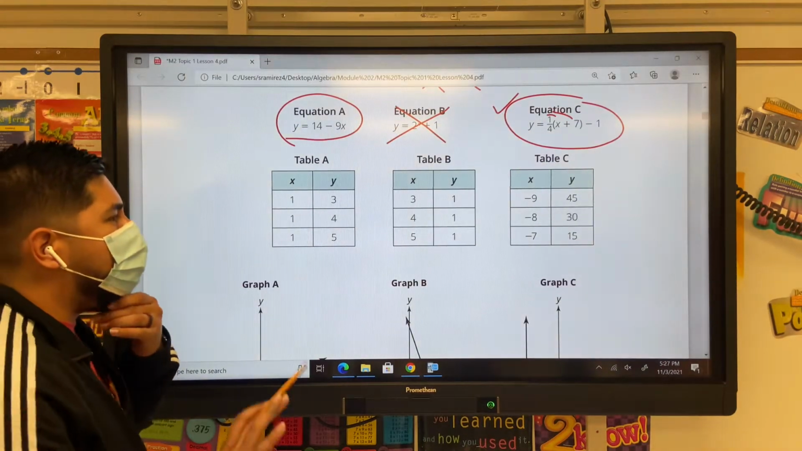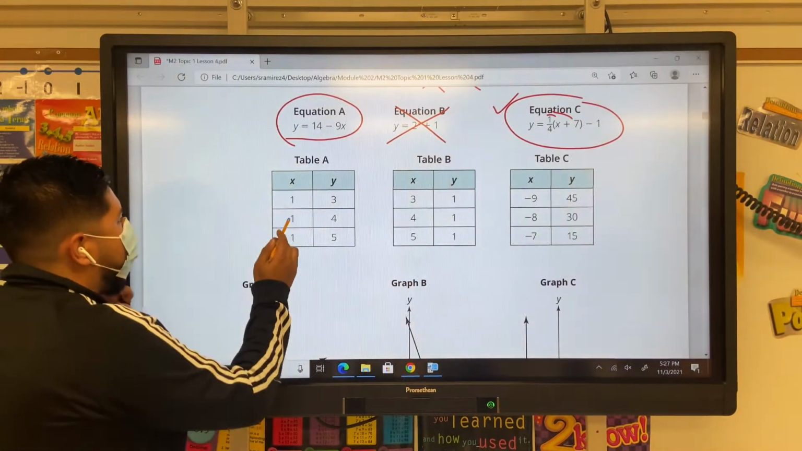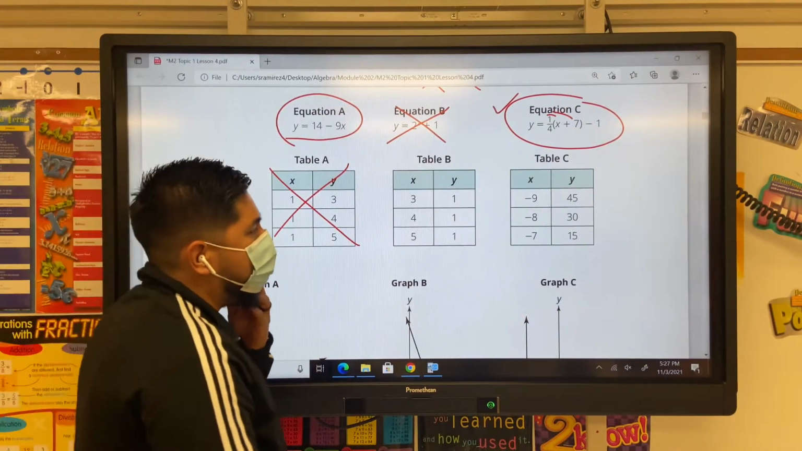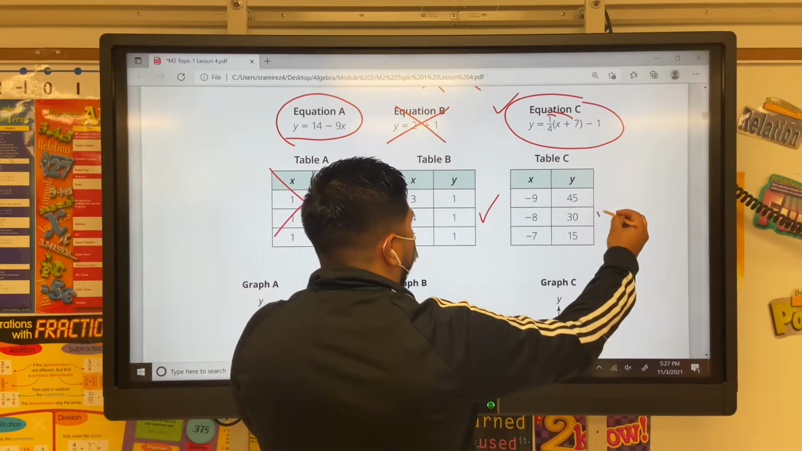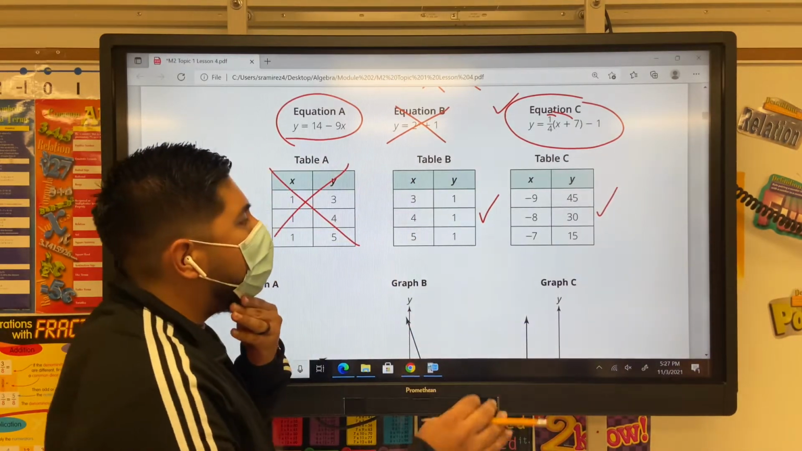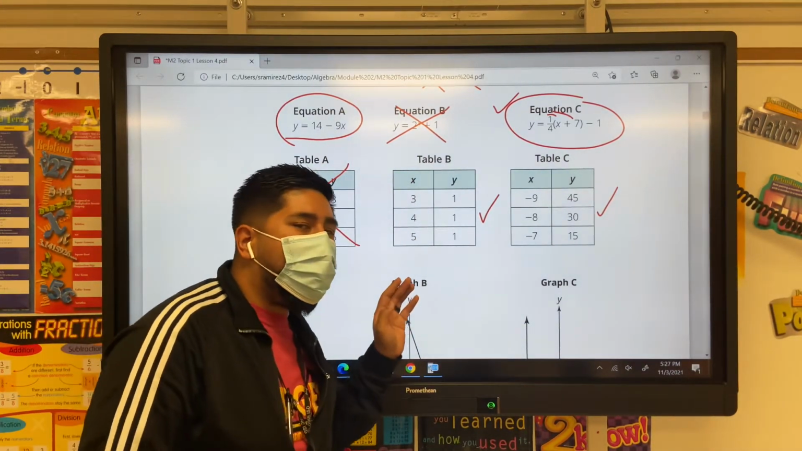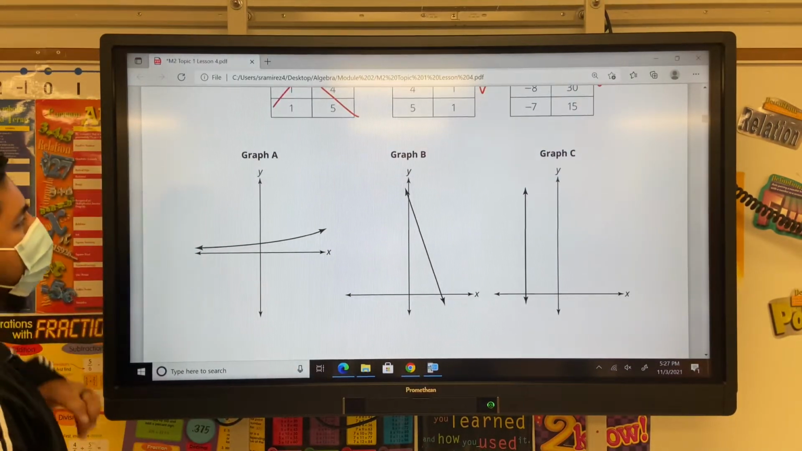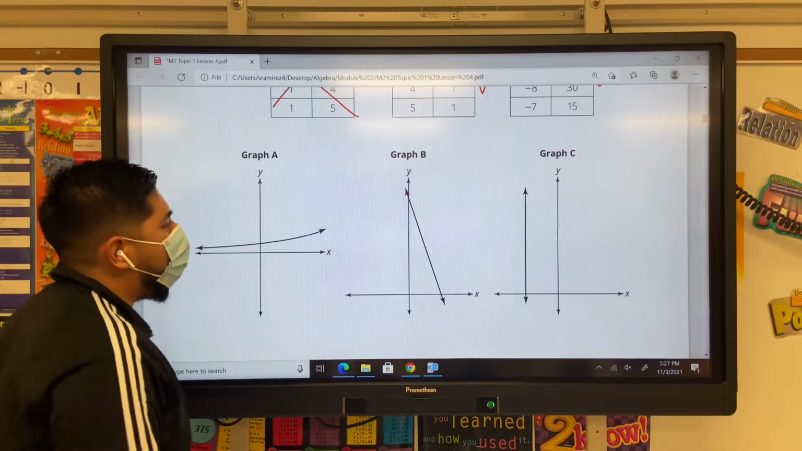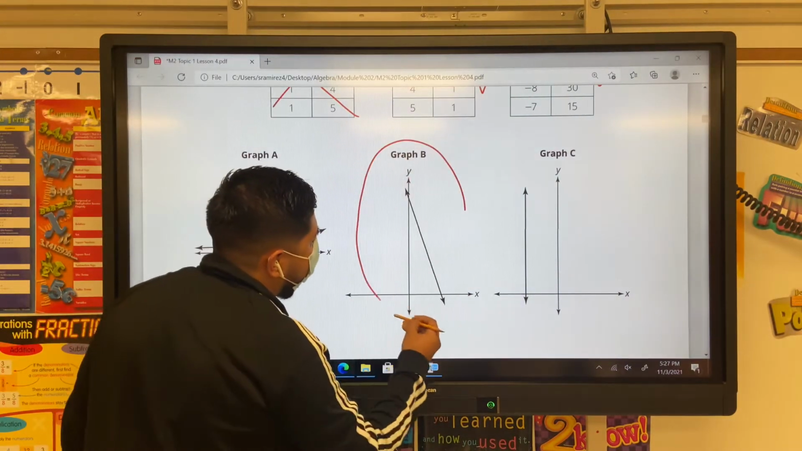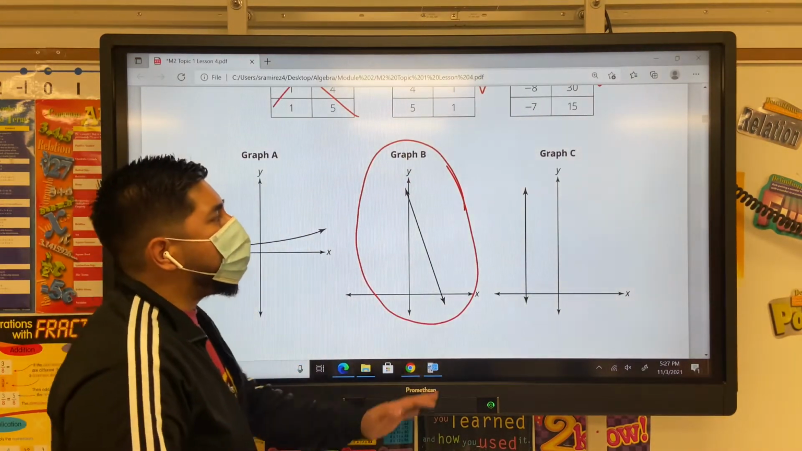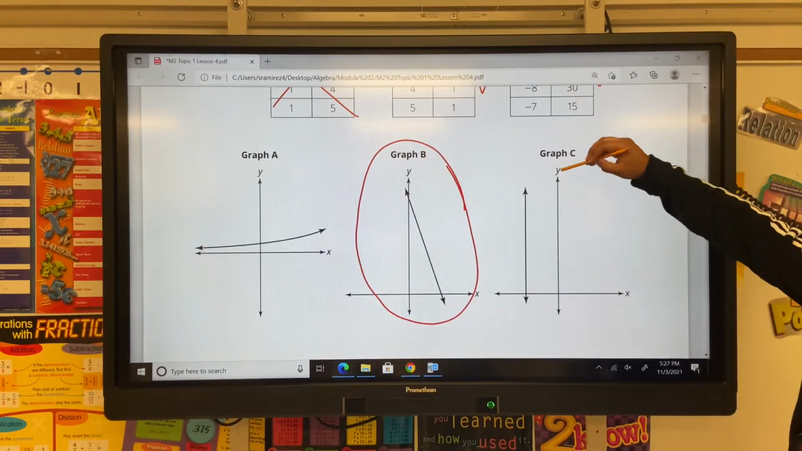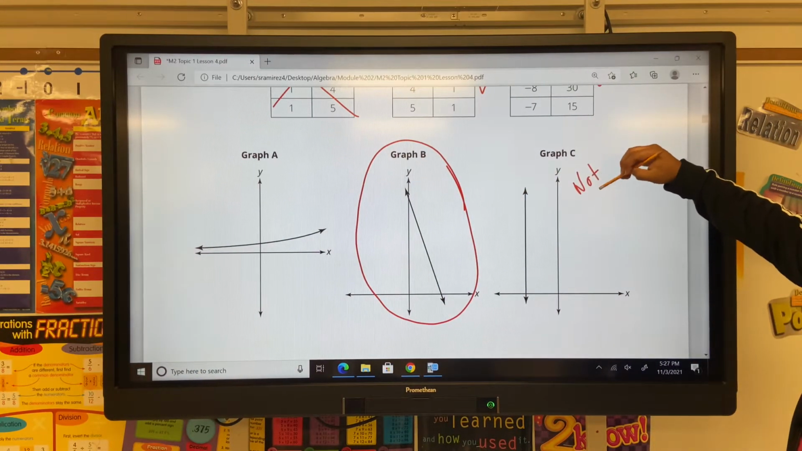Tables are super complicated, but you should know repeating x's is not a function, not good. This one is good to go, and this one also is good to go. If I did stat calc 4, I should be able to write those equations. And the last one, which ones look like lines? B looks like a line. C also looks like a line. Just make sure you know that this is not a function.